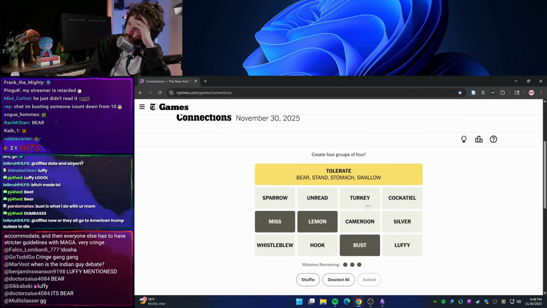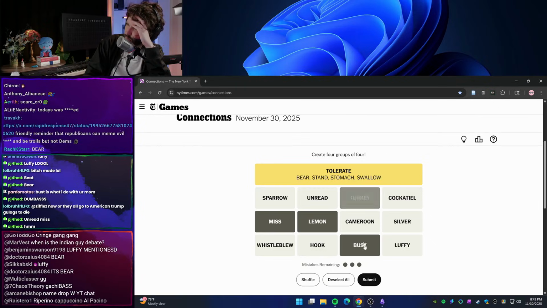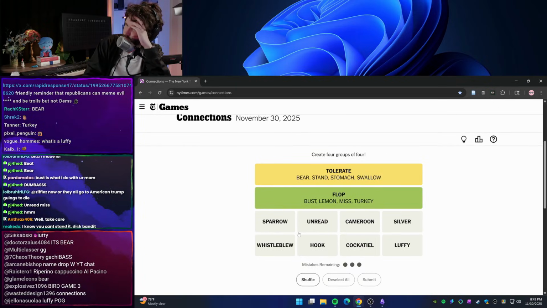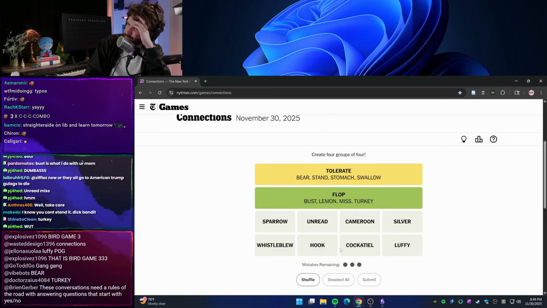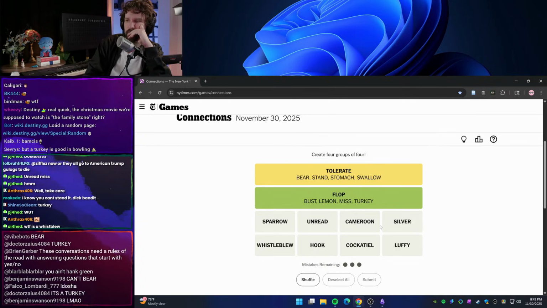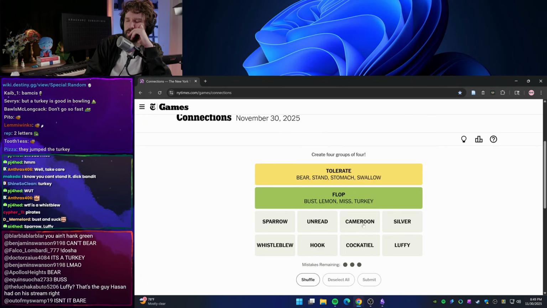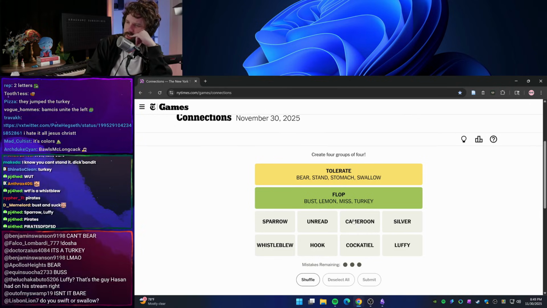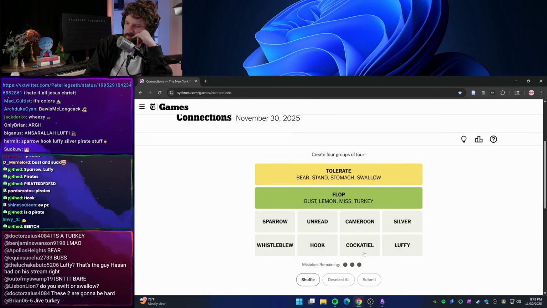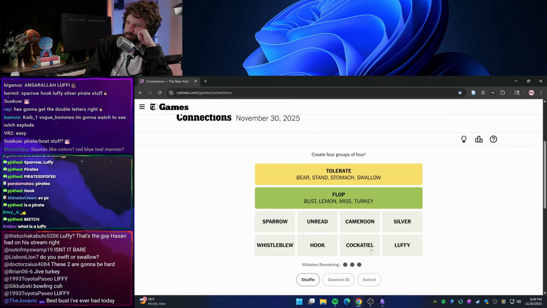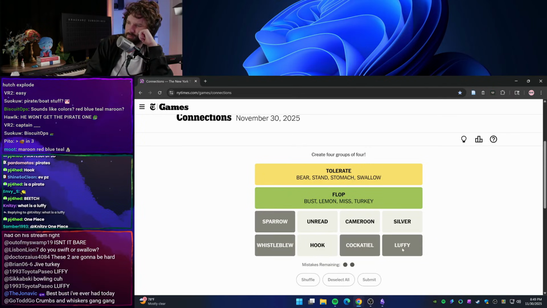Okay, this is a miss, a lemon, a bust. Oh, a turkey or a cockatiel? Do people use that for things that suck? Okay, flop. Unread. Hook. Sparrow. Cameroon. This is like those little treats, right? Fuck. Silver. Oh, fuck. I have no idea. Like bird things? I have no idea. Are these nicknames for birds? I have no clue. I'm completely fucked.